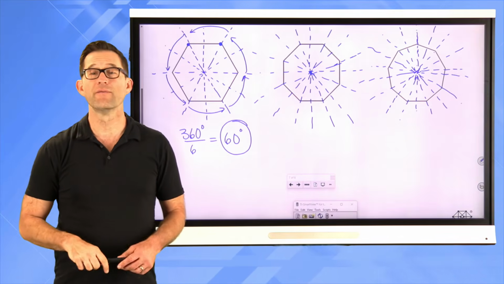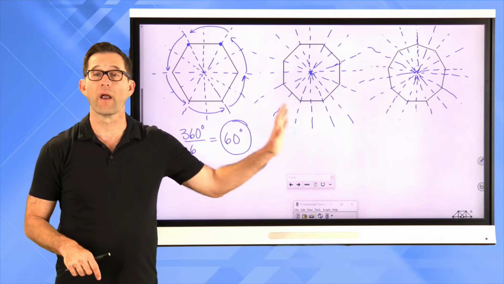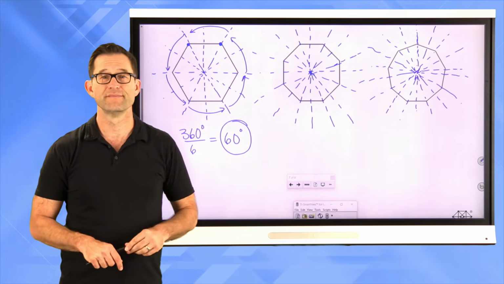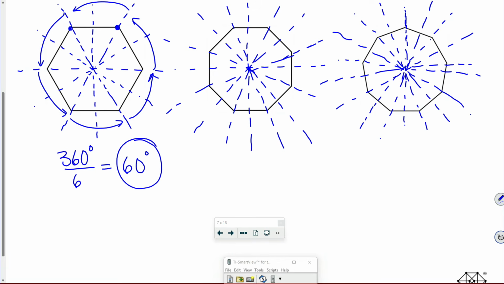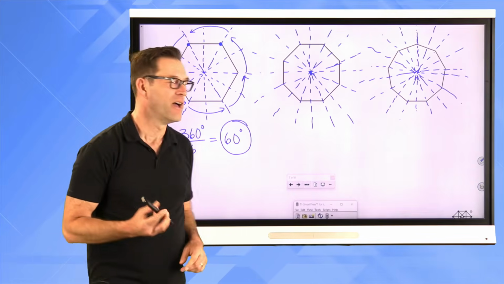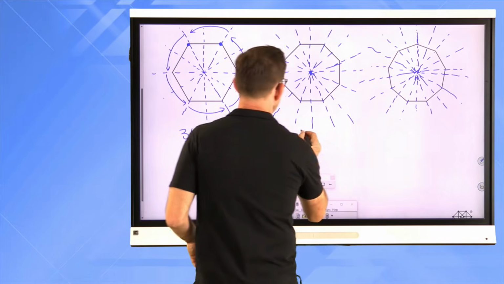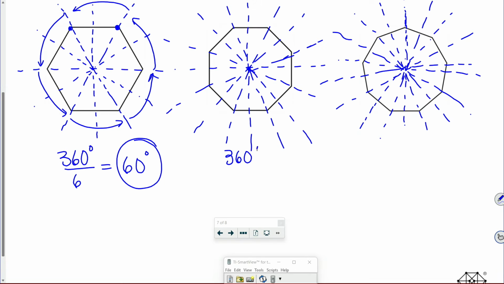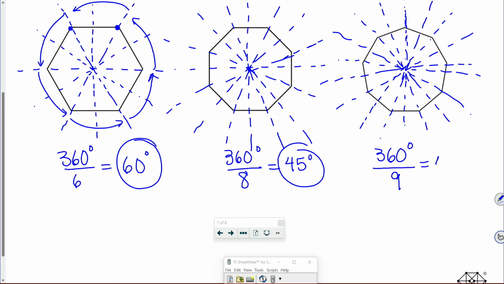Why don't you go ahead and figure out the minimum angle of rotation for an octagon and a nonagon? Man, those lines of symmetry. They are just poorly drawn. I think the hexagon's not too bad, but all right, for an octagon, it's going to be 360 degrees divided by 8. That's 45 degrees. And for a nonagon, it's going to be 360 degrees divided by 9, and that's going to be 40 degrees.